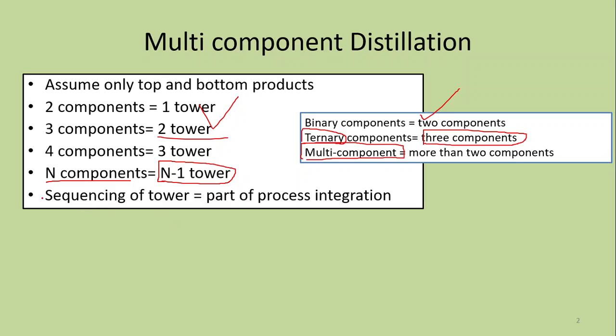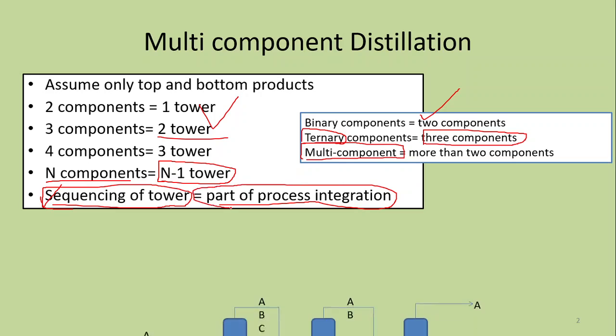The second thing, sequencing of the tower. Sequencing means, if there are 5 different towers, in the first tower what will happen? Which material is separating out from tower 1, which from tower 2, and so on. This is called the sequencing of towers. Normally it is a part of the process integration. This is not to be discussed here, so that's why we just summarize it simply.